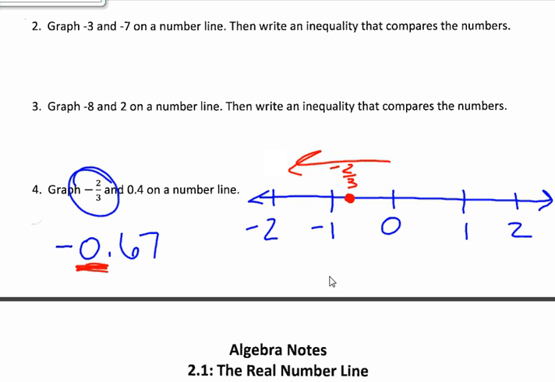For 0.4, it's already a decimal for me. This one's going to be on the positive side because it is a positive number. Again, it's going to be past the 0, but not quite to the 1. So it's going to be 0.4 of the way toward 1. Here it's going to be 0.4. At this point, we're going to stop, and we're going to do section 2.1, checkpoints 1 and 2.